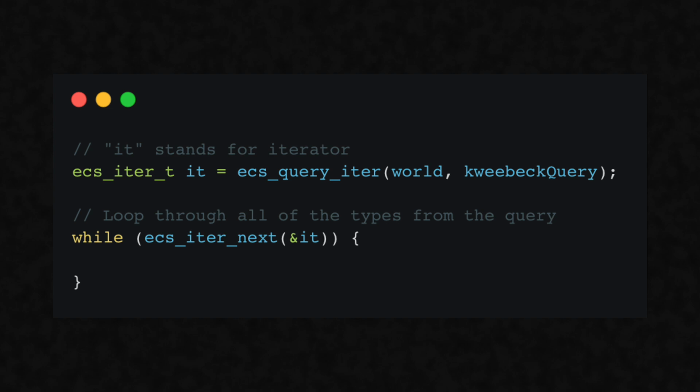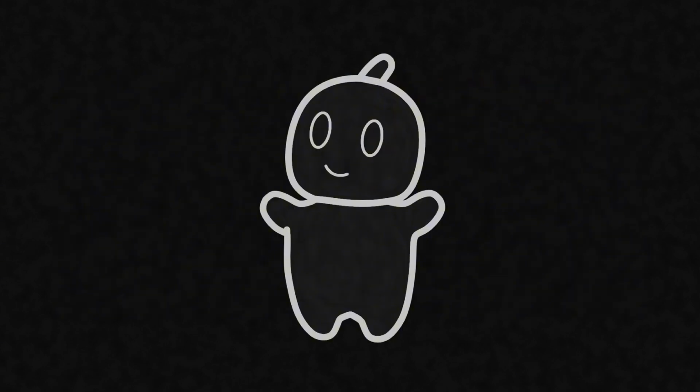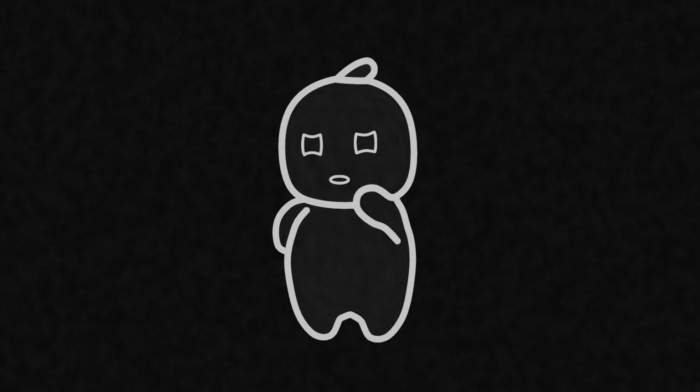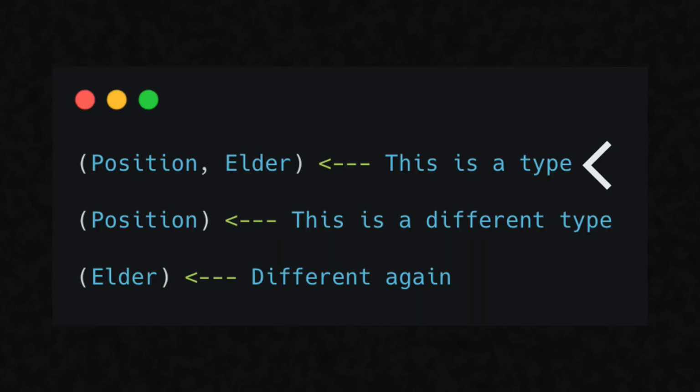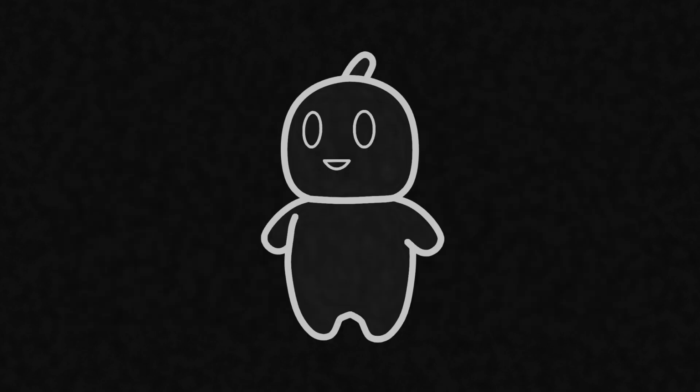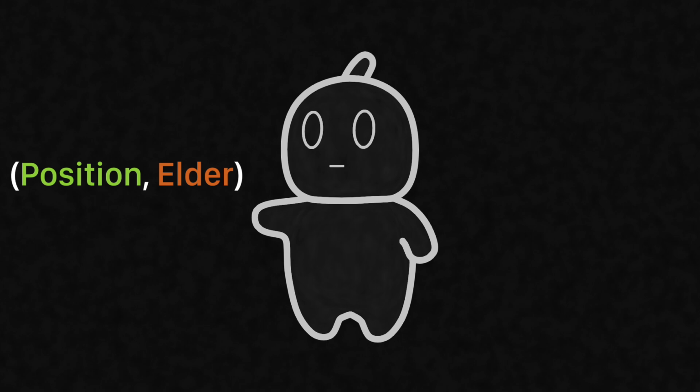First, we write this while loop, which iterates through all of the types. Don't know what a type is? I'll explain it quickly. Types are defined as a group of the entity's components, like this. Position and elder is a type together. Position is a type on its own, and elder is also a type on its own. That's all they are, and in this case, we are only iterating one type, which is position and elder.